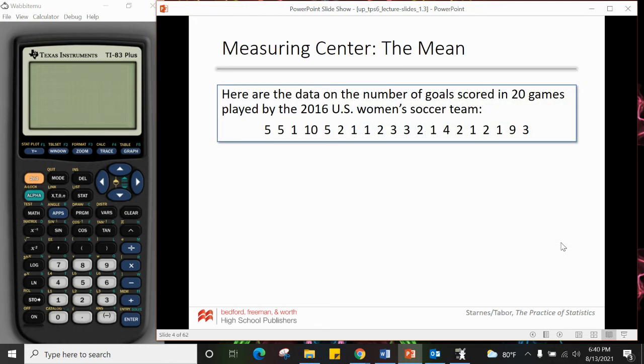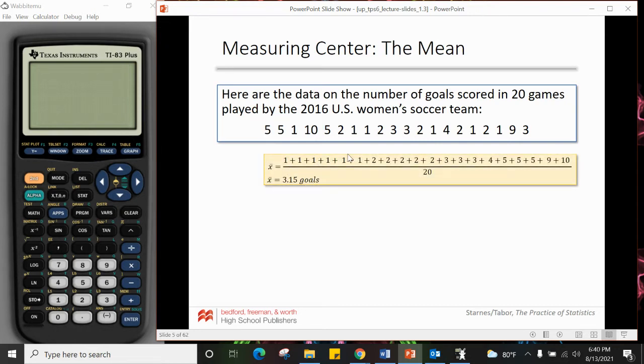So if we had that list of numbers again of the goals the U.S. women's soccer team scored in 2016, you would add them all up and then divide by 20, and the average, or the mean, comes out to 3.15 goals. So if we plotted that on our dot plot here, we see our average right here is 3.15.